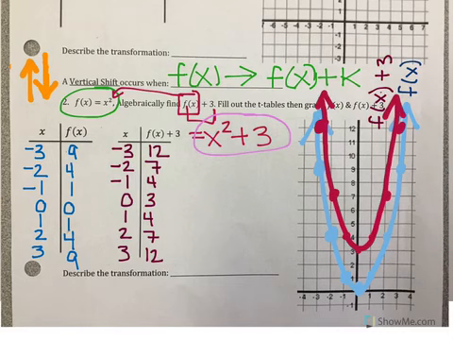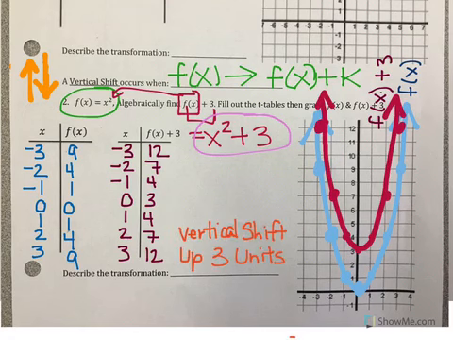Now, to describe the transformation, well, we know this is a vertical shift, so the question is, did the graph move up or down, and how many units exactly? Well, the blue graph is our original, that f of x, so we know that the original f of x graph has shifted up 3 units in a vertical shift. So that's what we can write on the line, is that it's a vertical shift up 3 units.